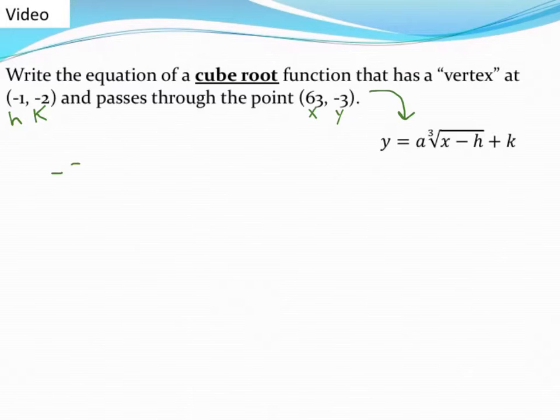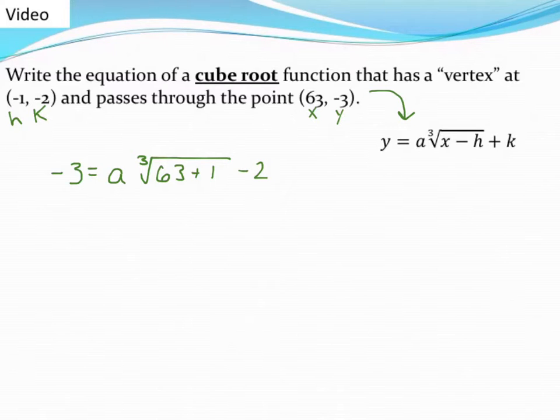So our y value was -3. That needs to equal, we don't know that a value, that's what I'm trying to find, times the cube root, make sure that gets in there. Our x value was 63. Our h value was a -1, and recall that that always has to change signs. So the -1 will become a +1 in my equation, and then finally that k value is what it is, a -2.